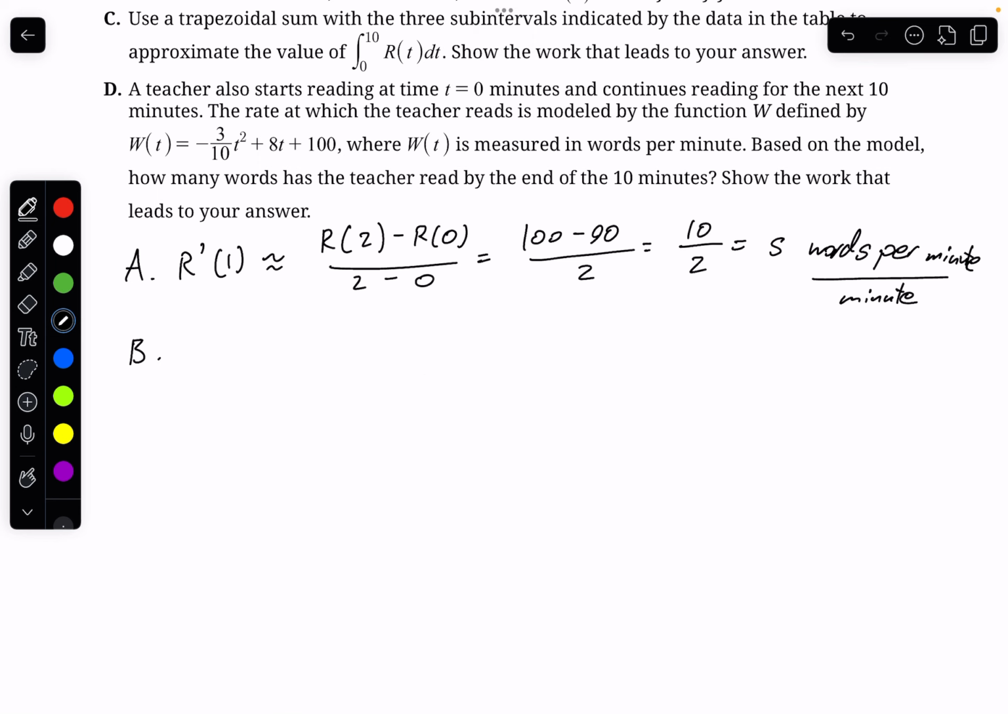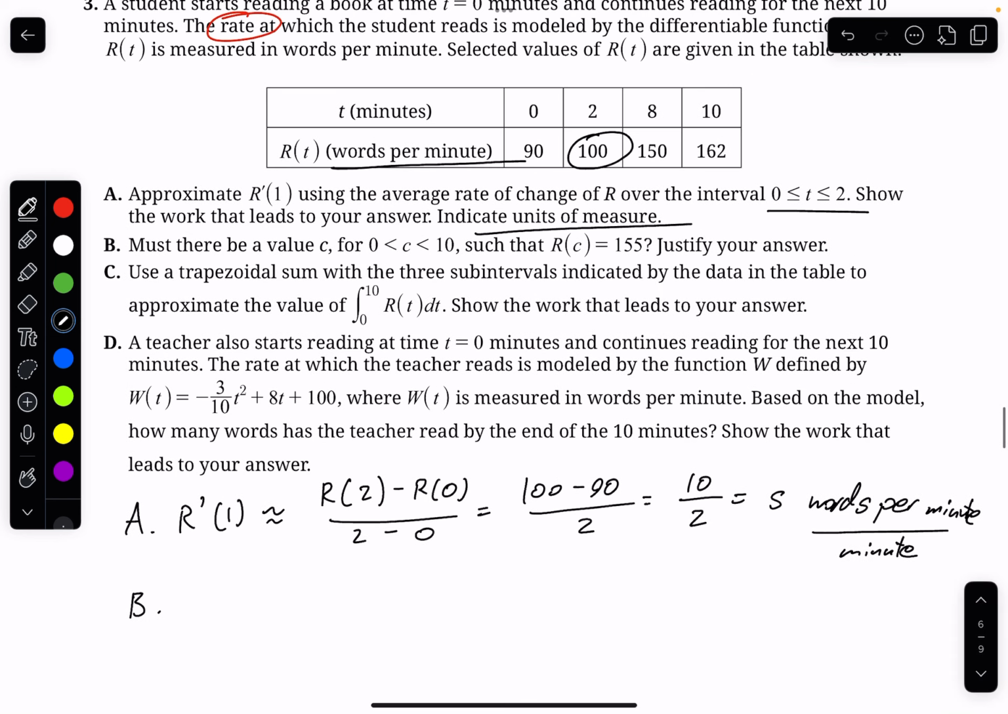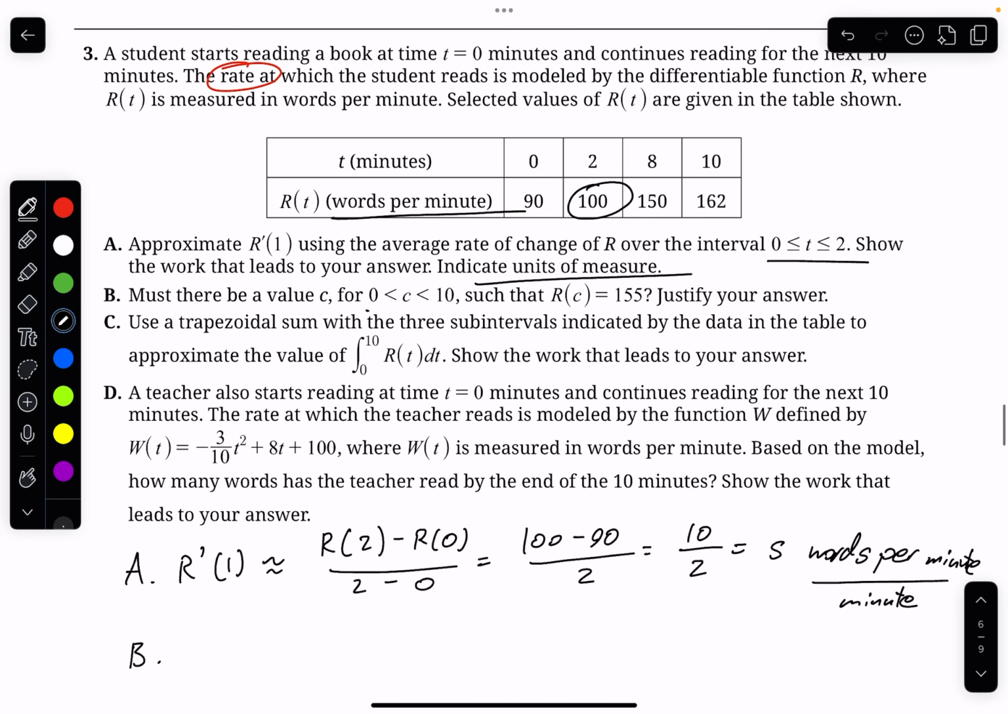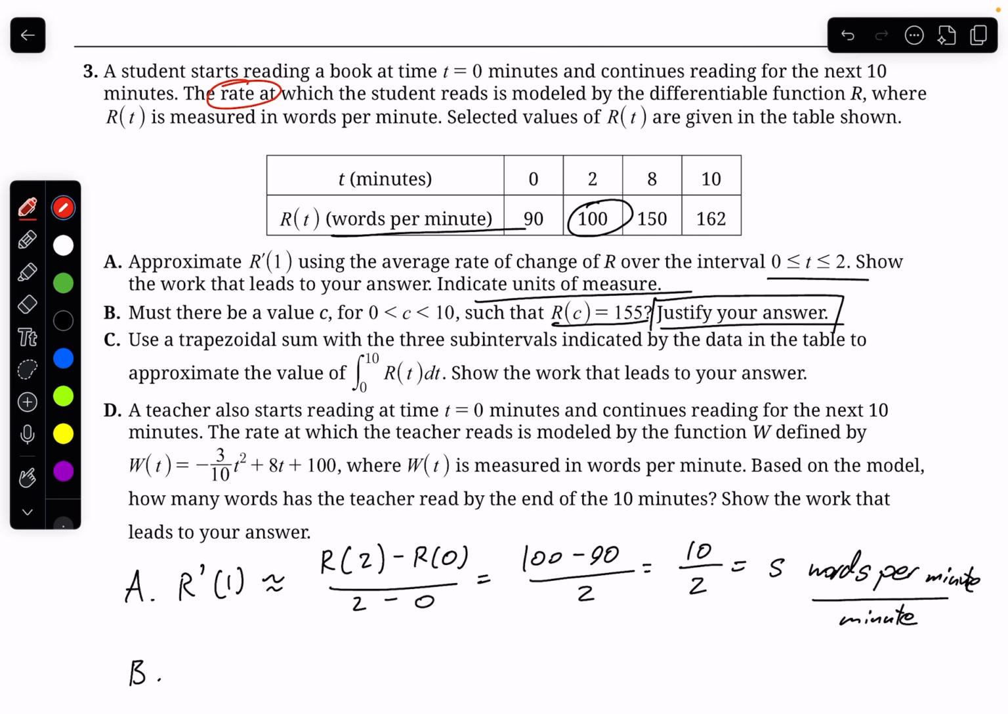Now, part B. Must there be a value c for 0 is less than c, which is less than 10, such that r of c is equal to 155? Justify your answer. Keyword justify. If you don't justify, you're going to be losing a lot of points. So immediately this should be going off in your mind. If you see must there be a value of c, you should be thinking of EVT, IVT, or MVT.